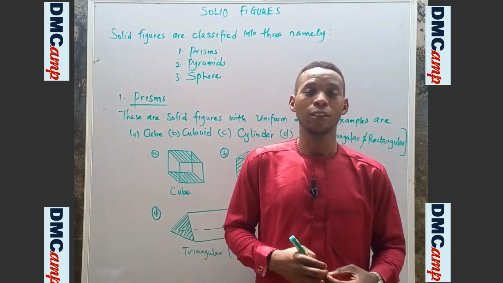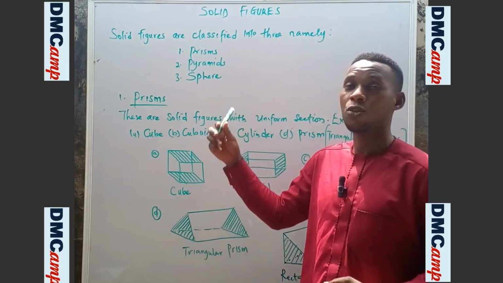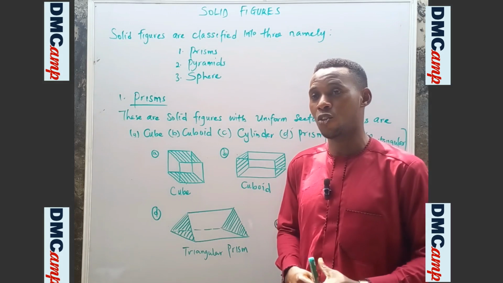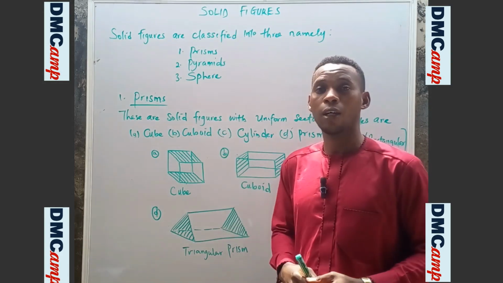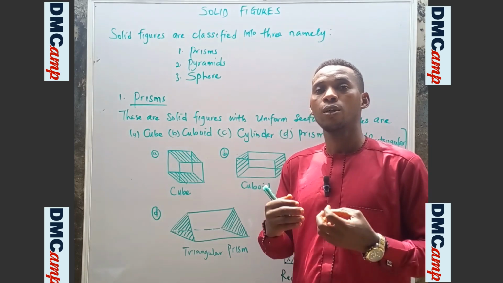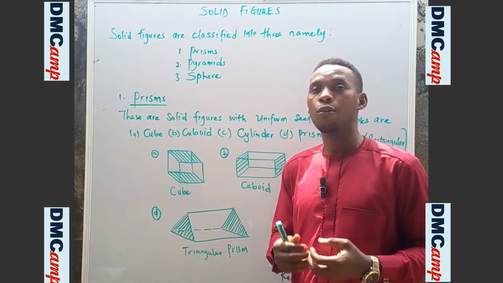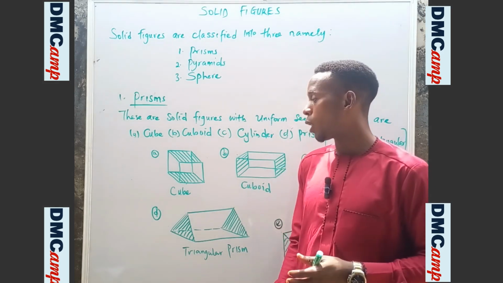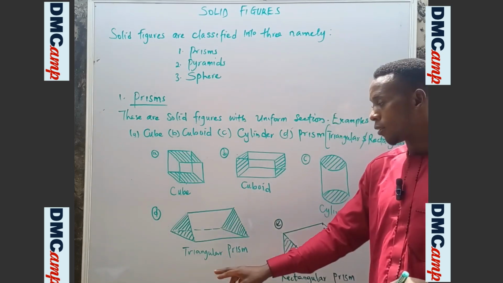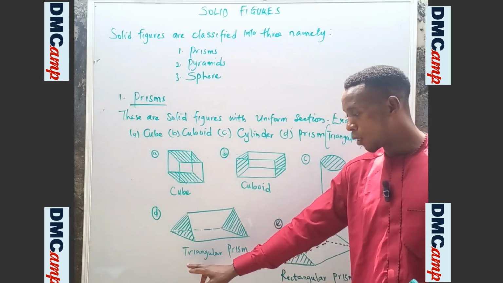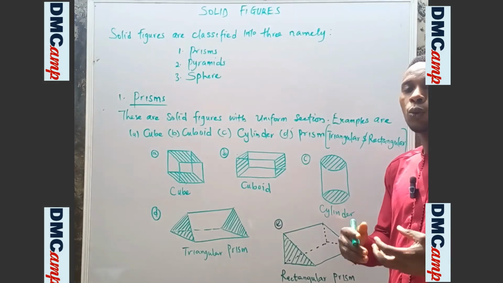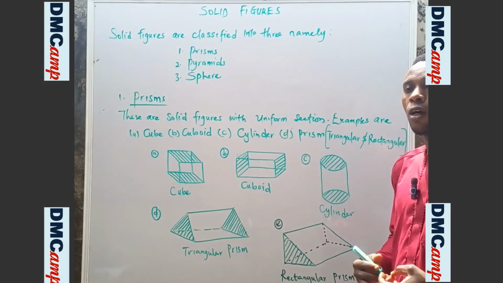Today we are going to be looking at a very important aspect of mathematics, which is known as the mensuration of solid figures. Here we are going to be looking at how to find the curved surface area, total surface area, and the volume of solid figures such as the cube, the cuboid, the cylinder, the prisms, both the triangular prism and the rectangular prism. We are going to be looking at how to derive the formulas for this.